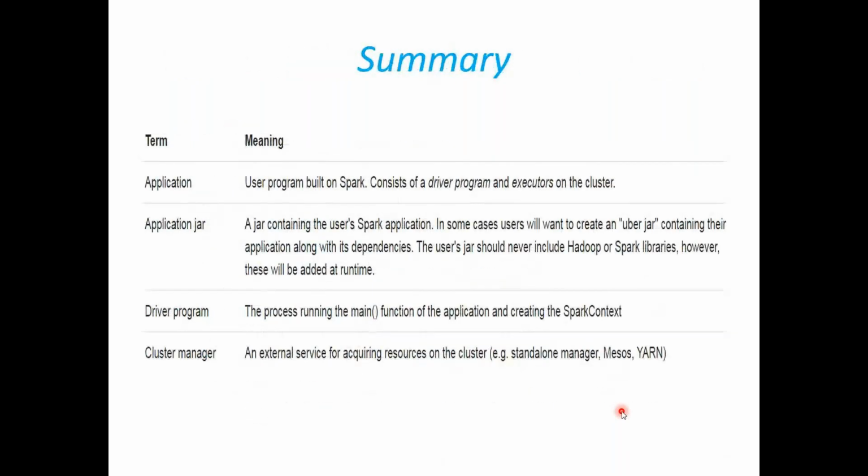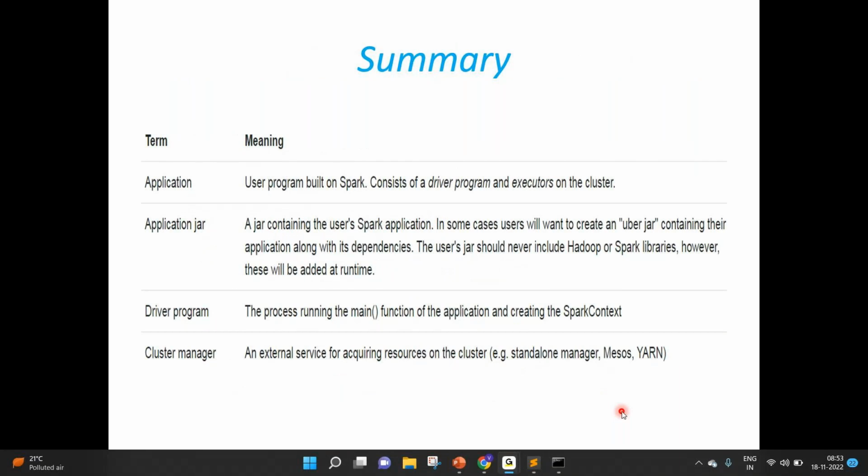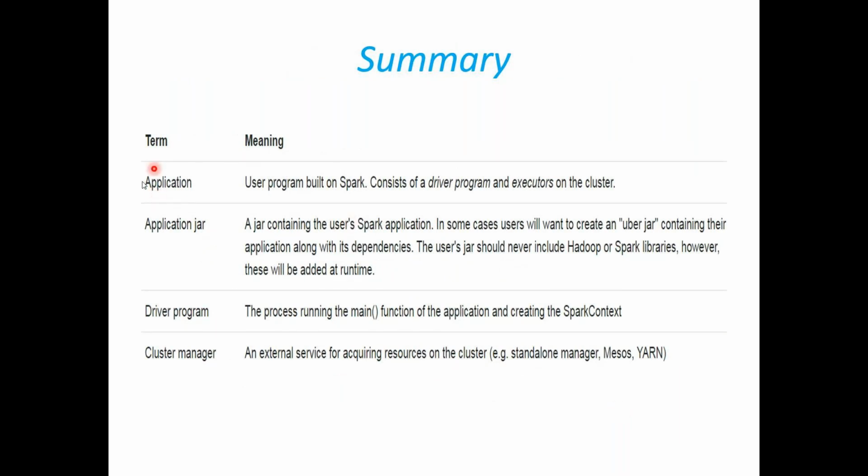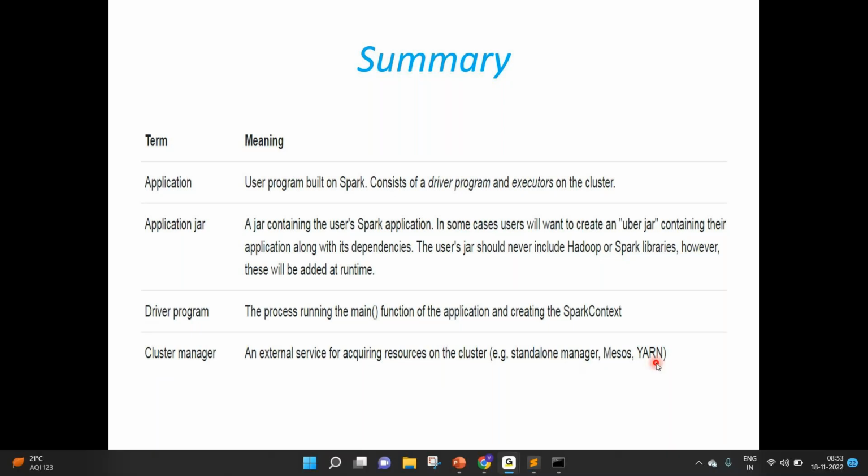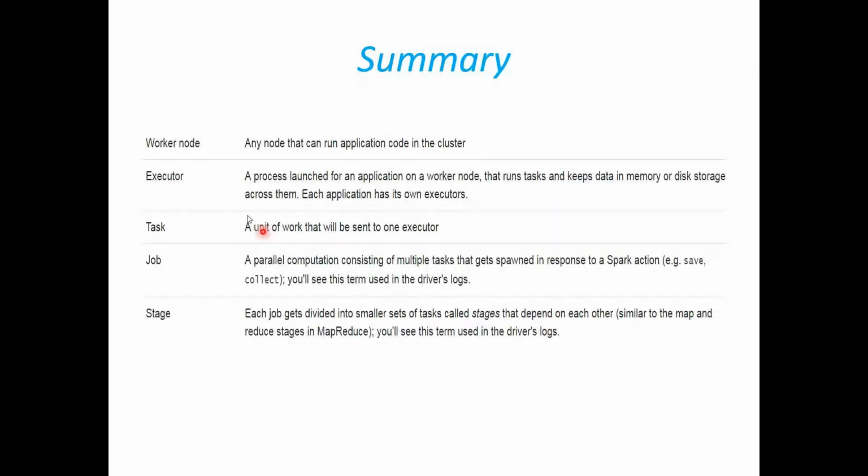So let me put everything together. Let me try to summarize what we learned today. An application is nothing but your entire project, which can be packaged as a single file by using a jar. And we have the driver. Driver is nothing but the master daemon in Spark. And we have the cluster manager. It can be standalone cluster manager, Mesos or Yarn, or even Kubernetes as well. And a worker node is nothing but a physical machine. On that physical machine, we'll have multiple executors running. An executor is again a JVM or Java process.